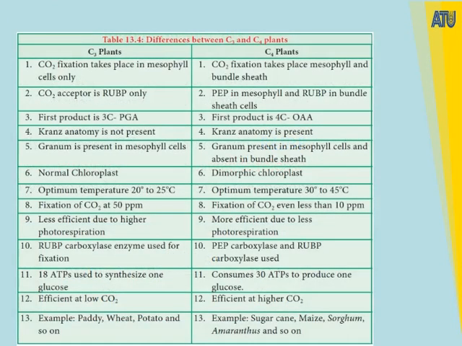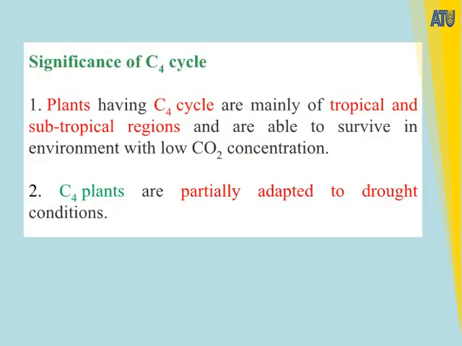Table: differences between C3 and C4 plants. Significance of C4 cycle. 1. Plants having C4 cycle are mainly of tropical and subtropical regions and are able to survive in environment with low CO2 concentration. 2. C4 plants are partially adapted to drought conditions.